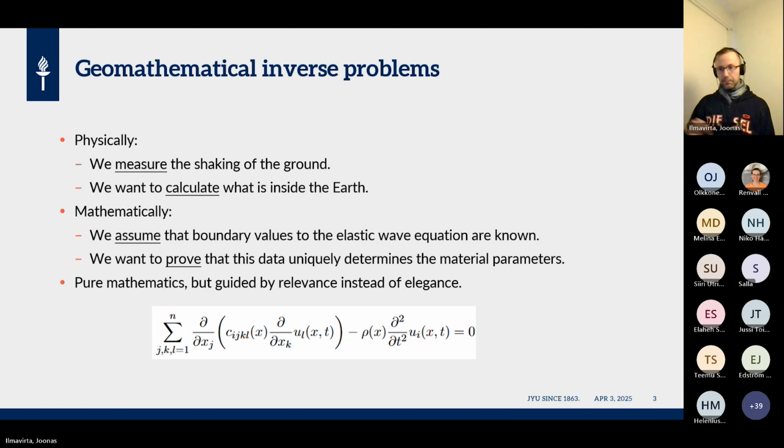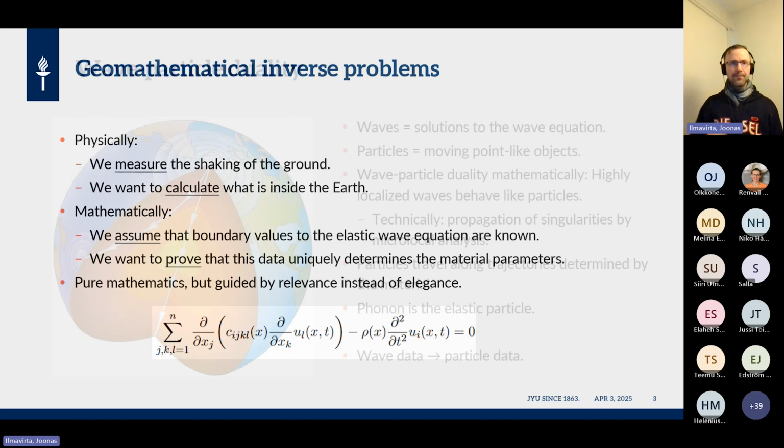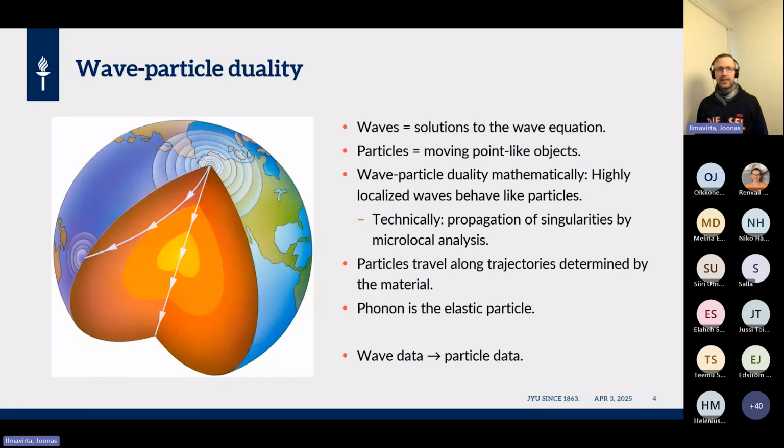So this is, in broad strokes, what's going to happen. Then we'll start with the first technical idea, which is wave-particle duality. This is presumably something you are familiar with from physics, at least on some level. By waves, I just mean solutions to the wave equation, which in my case is the elastic wave equation, but you could have any kind of wave equation and justifiably use the same name. Particles, to me, are just simple point-like moving objects, whatever those objects physically are.